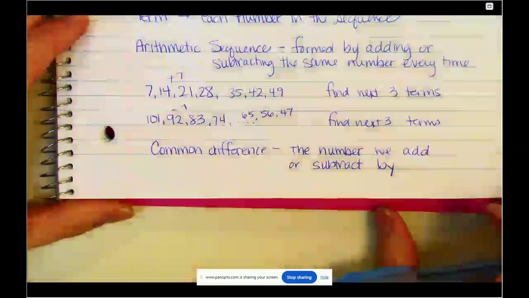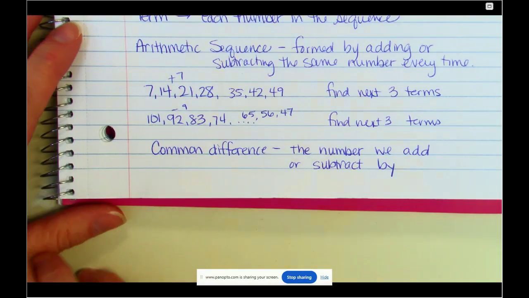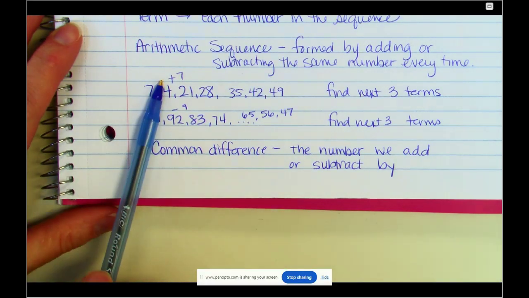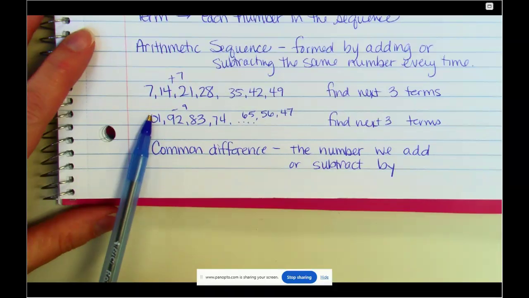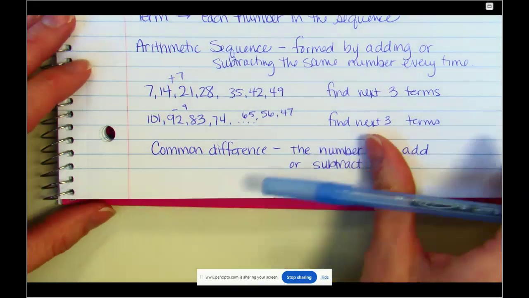Okay, common difference is the number we add or subtract by. So up here, what was the common difference? 7. What's the common difference in the second one? -9. Yep. Okay, so common difference is the number we add or subtract by.